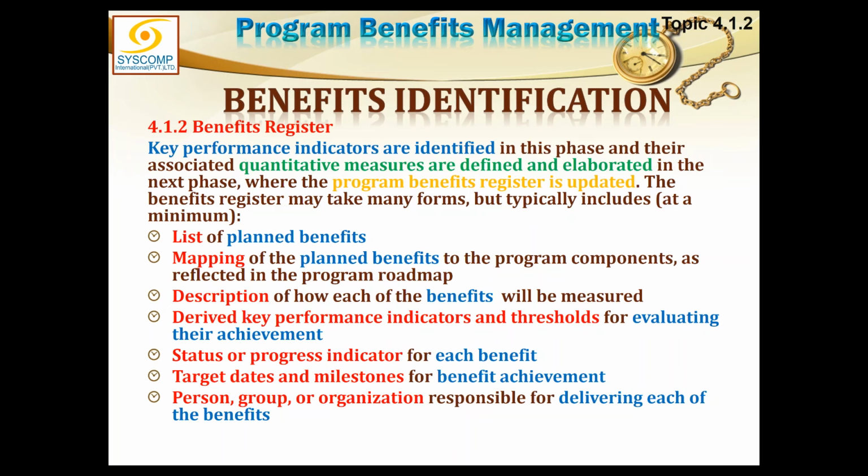Then a description of how each benefit will be measured and derived KPIs and thresholds for evaluating their achievement. So KPIs should be there. Status, a program indicator for each benefit. What is the status of each benefit at any given time? And that would also indicate the progress. Target dates and milestones for achievement of those benefits.